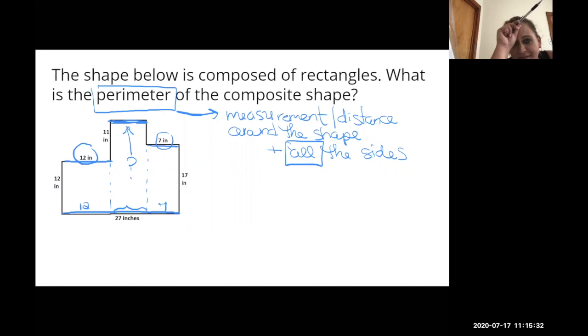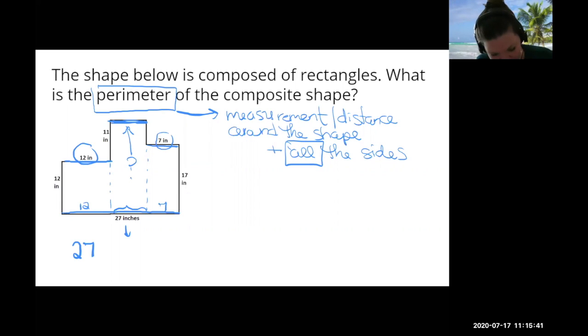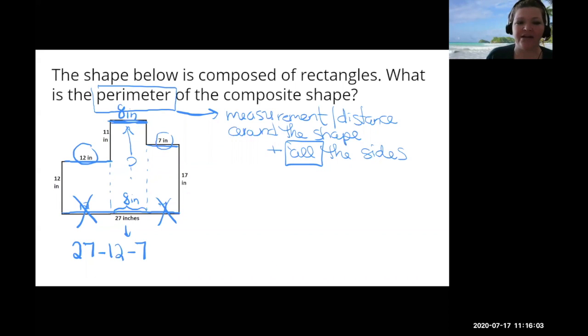Alicia, what are you thinking? 8 inches, girl. Where'd you get that number? Well, what I did was 27 minus 12 minus 7. Beautiful. Alicia knew if the whole length is 27 and I take off that 12-inch piece I don't need and that other 7-inch piece I don't need, remove them out of the 27 inches, I'll have the remaining length. So 27 minus 12, and see how we needed those math reasoning skills. And she's right, that piece is 8 inches, which means this piece is also 8 inches.